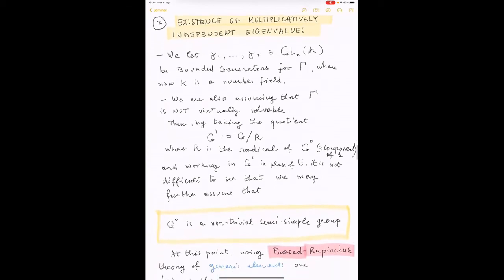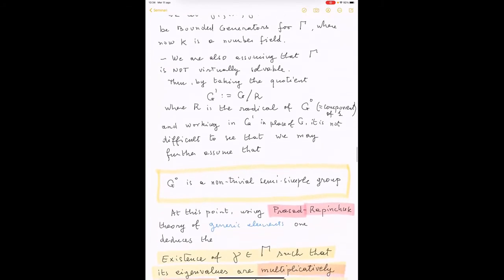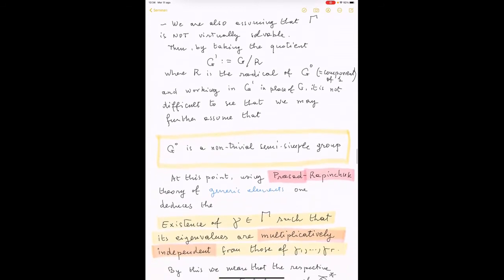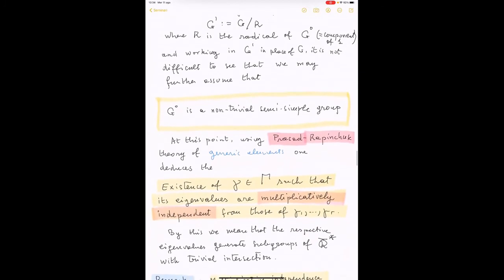So a first step is to take the quotient by the radical of G0, the connected component of 1 in G. We take the quotient and we work in G prime in place of G. So we may further assume, by doing this, that G0 is a non-trivial semi-simple group. Non-trivial because it would be trivial if gamma were virtually solvable.